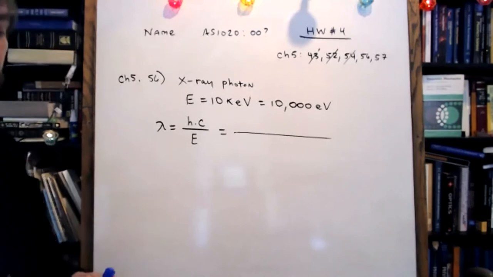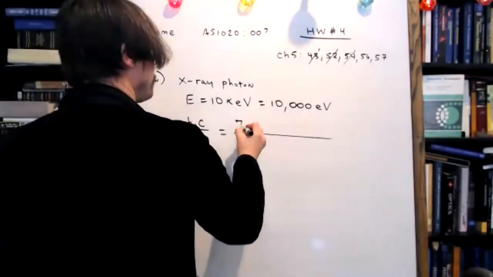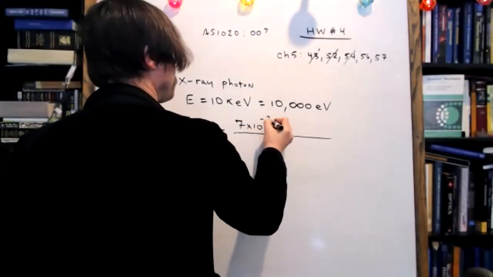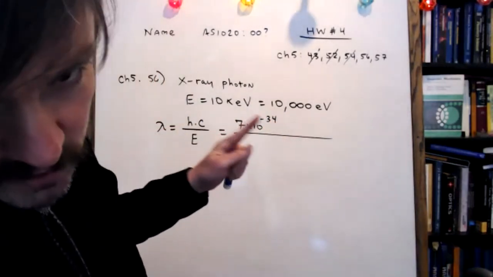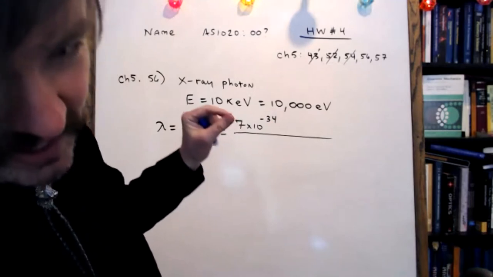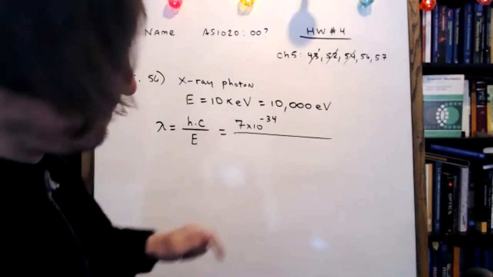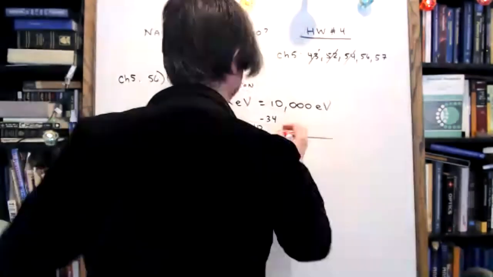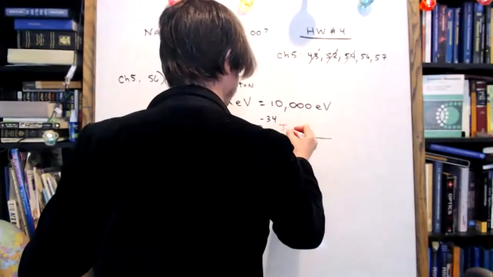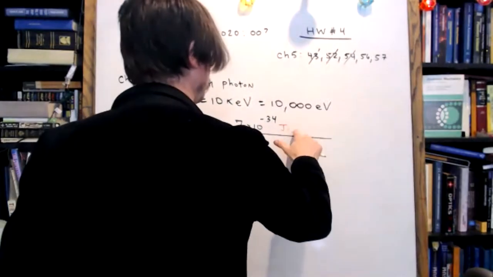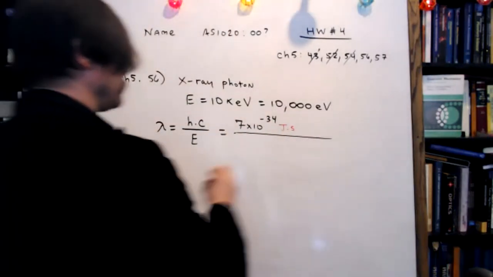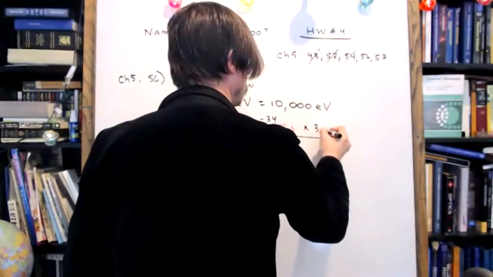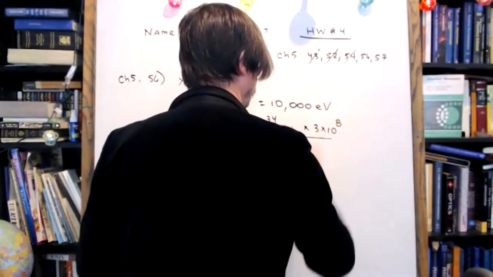So it's 7 × 10⁻³⁴ joules per second. No, Planck's constant is not joules per second. That's a watt. It's joules times seconds. Okay, yeah. And then it's times 3 × 10⁸ meters per second. That's the speed of light.